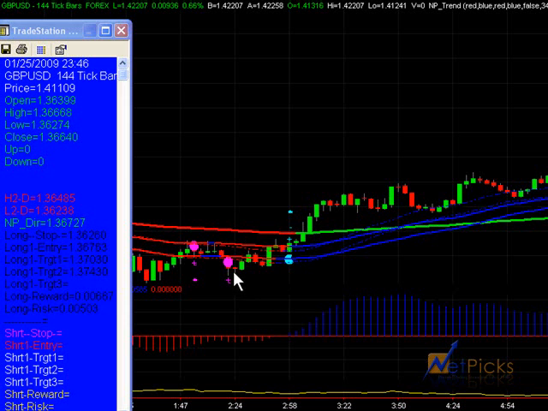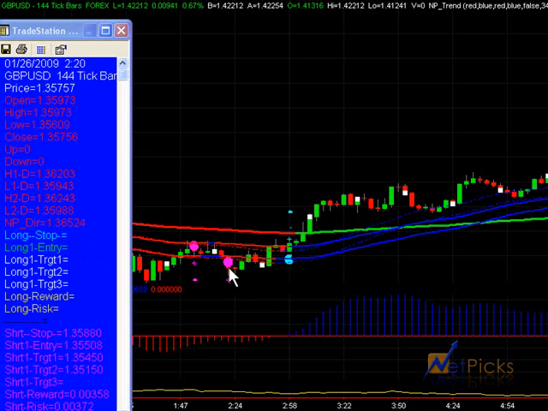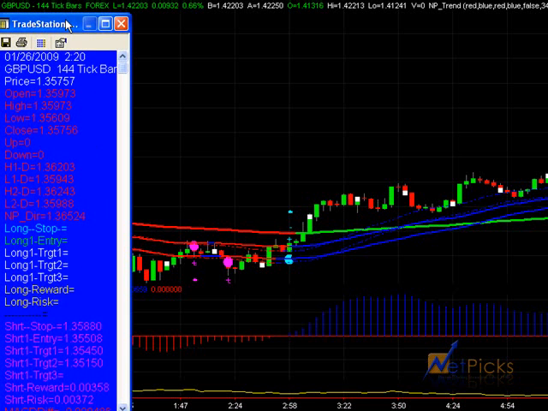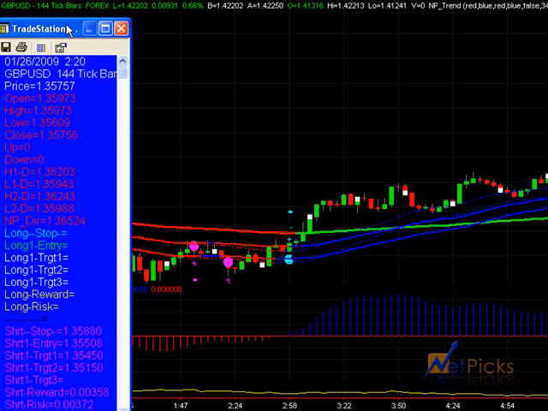We have a couple rules. When we get a setup like this one here, we need to make sure that the reward is greater than the risk. You can see on this one, the reward was 35 pips and the risk is 37. So this is a filter for us. We do not take setups where the reward is lower than the risk, so I just filter out that trade.